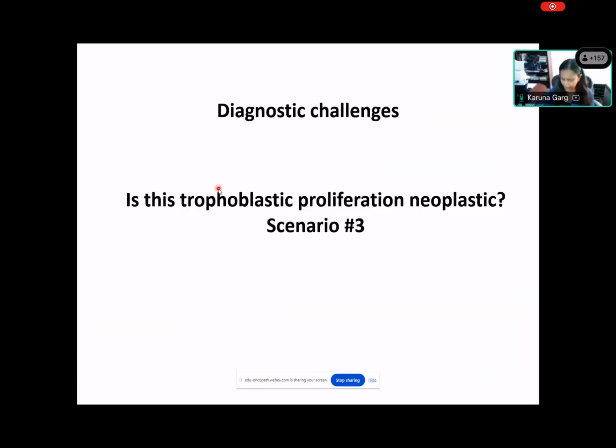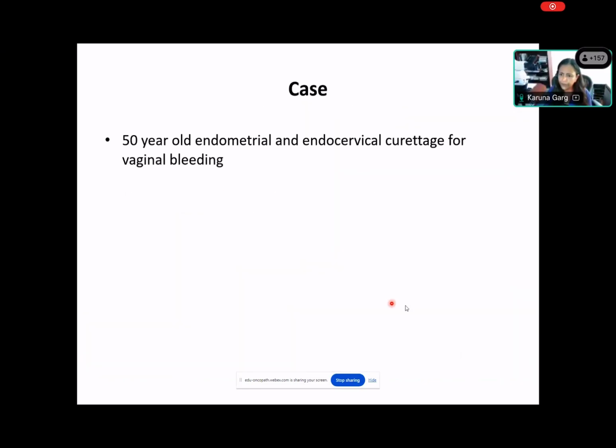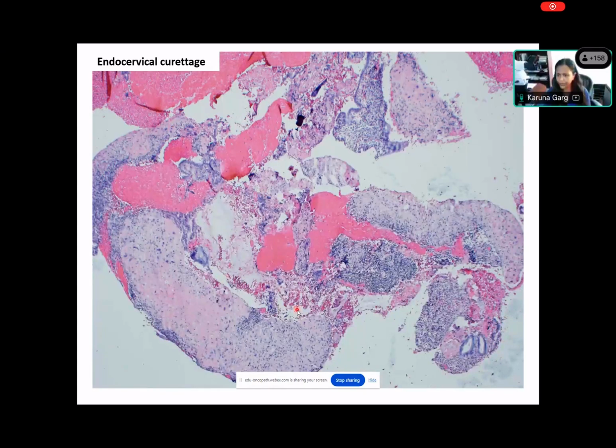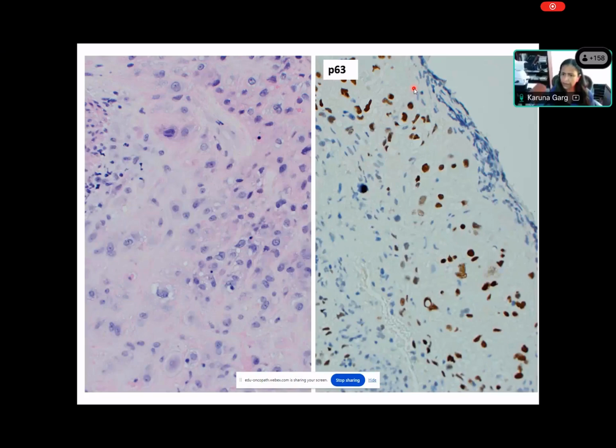Okay, moving on to the third scenario. You have a 50-year-old who undergoes an endometrial and endocervical curettage for vaginal bleeding. The endocervical curettage has this finding. So you're seeing these little nodules of these atypical cells with this hyalinized eosinophilic material. You go on higher magnification, you see these trophoblastic cells again within this hyalinized material. You see some inflammatory cells.